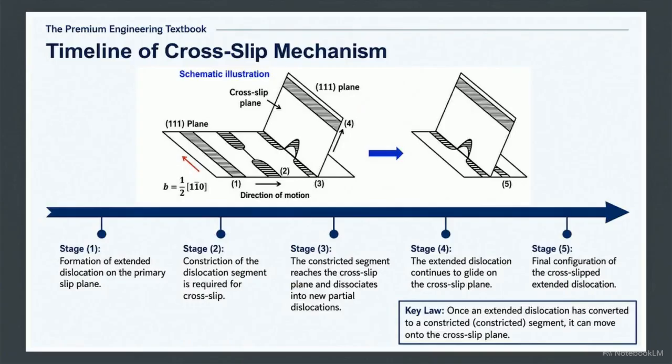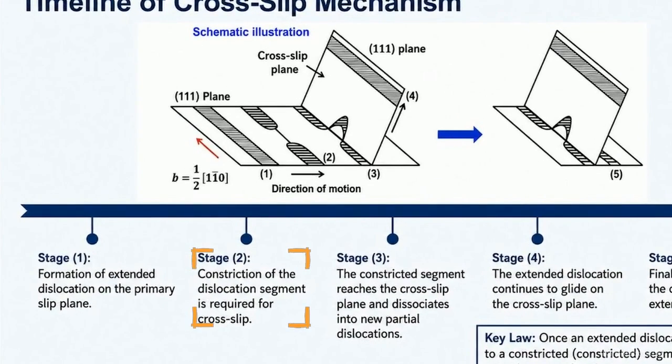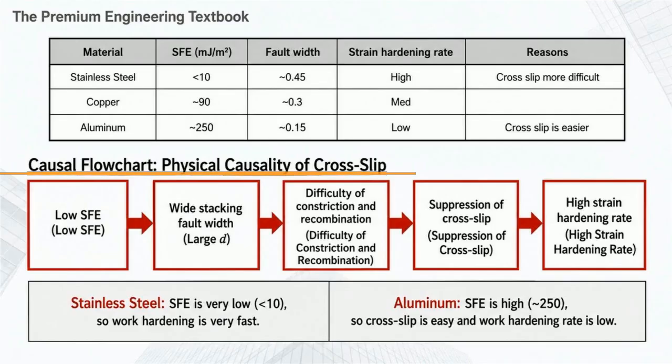To switch planes and bypass obstacles, dislocations must use cross-slip, a mechanism illustrated here in stages 1 through 5. Cross-slip has a strict physical prerequisite. As shown in stage 2, the extended partials must first be forced to recombine into a perfect dislocation at a constriction point. This flowchart connects SFE to the material's hardening behavior. A wide stacking fault, typical of a low SFE material, requires immense energy to constrict, which suppresses cross-slip.